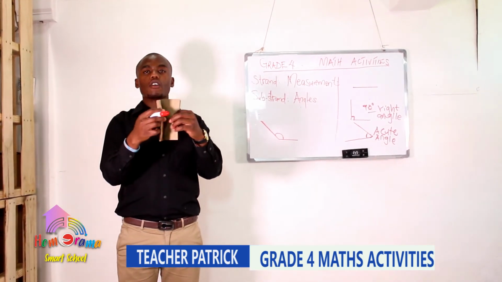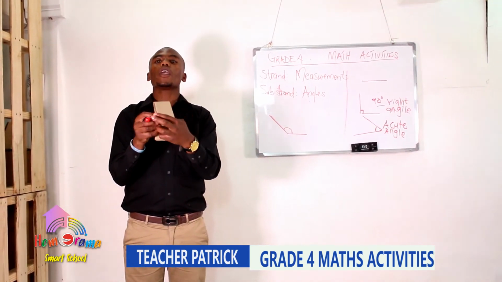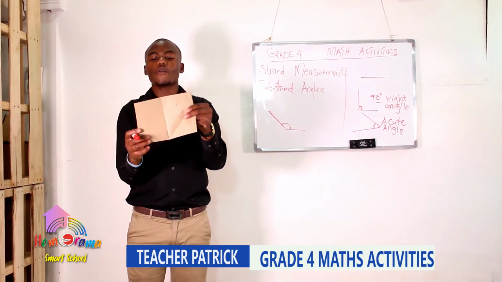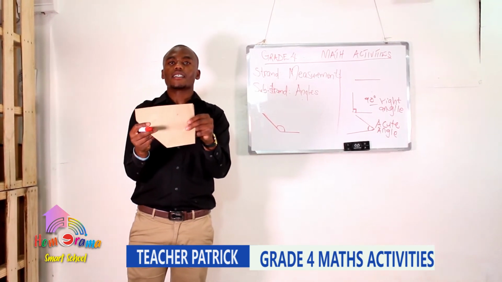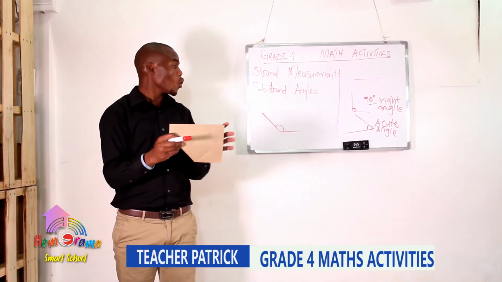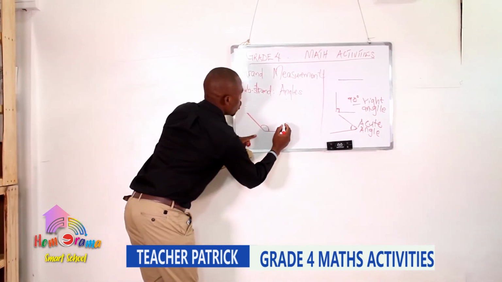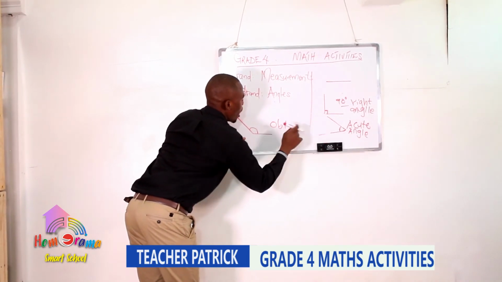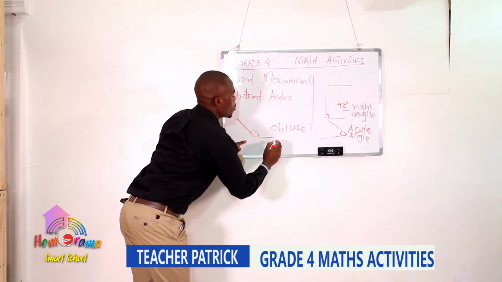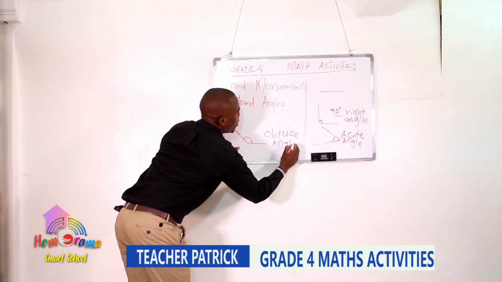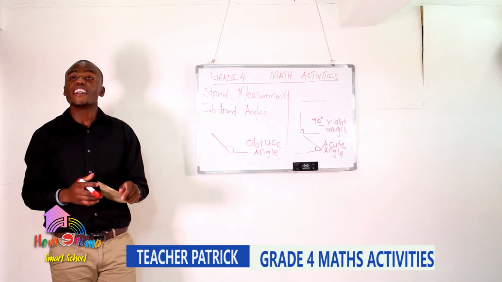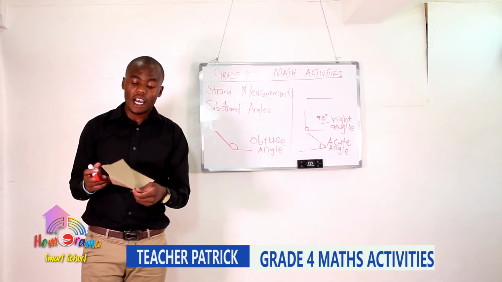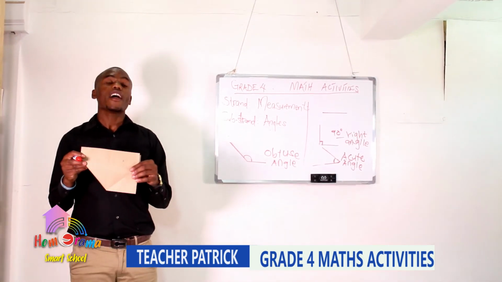Now, if we go back to 90, this one was 90, then we unfolded it. Instead of folding it back to 90, we fold only one small part, like that. We call it an obtuse angle. An obtuse angle is an angle that is more than 90 degrees.